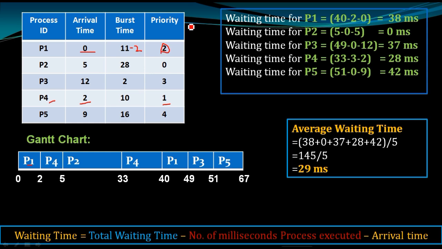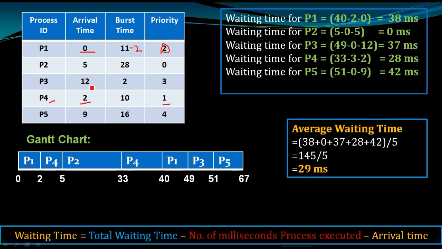I request those who have not seen my previous lecture on priority scheduling to go back and see it. There you will understand the difference between preemptive and non-preemptive. In priority scheduling we have preemptive and non-preemptive. In preemptive, a currently executing process can be preempted if a higher priority process enters.